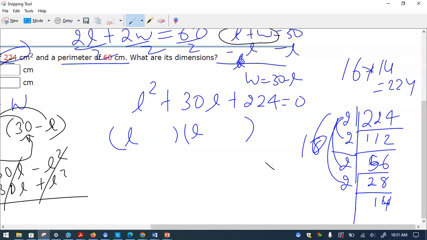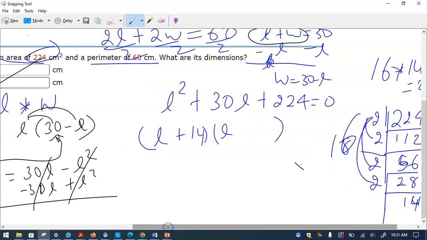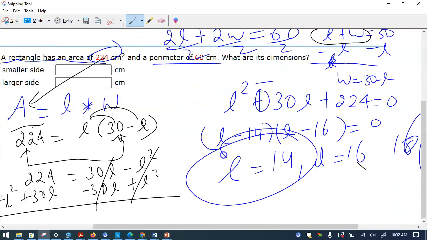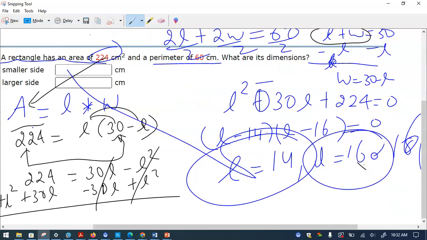So your answers will be 14. Only thing I forgot to put is minus 30. This is minus, right? So it has to be minus 14 and minus 16. So either the length is 14. This small one will go here, and this big one will go right here, and you're done.